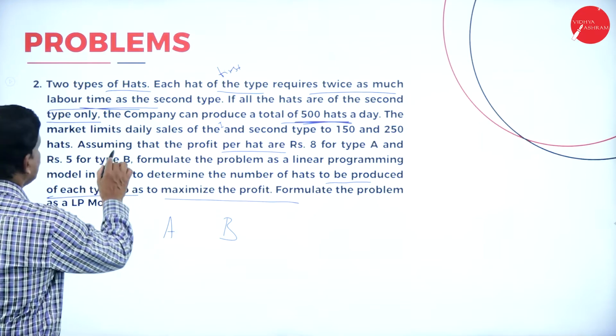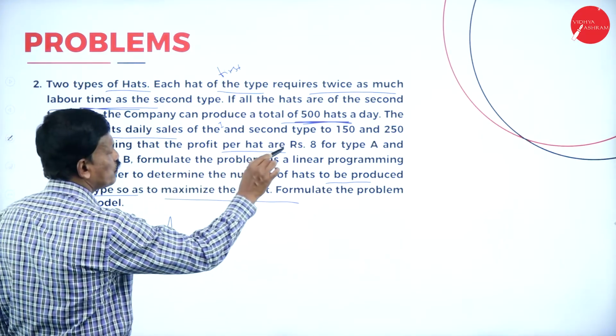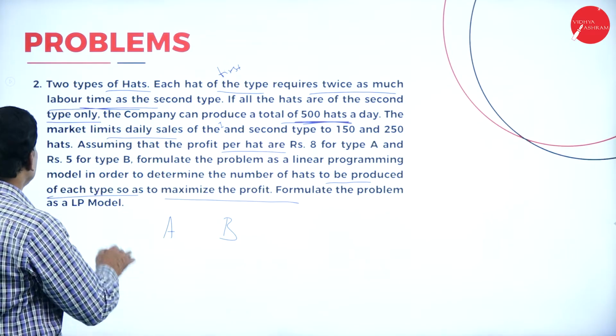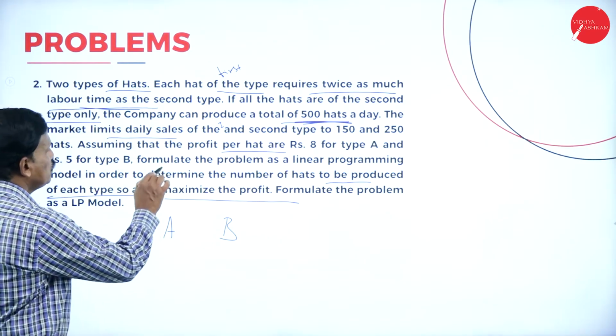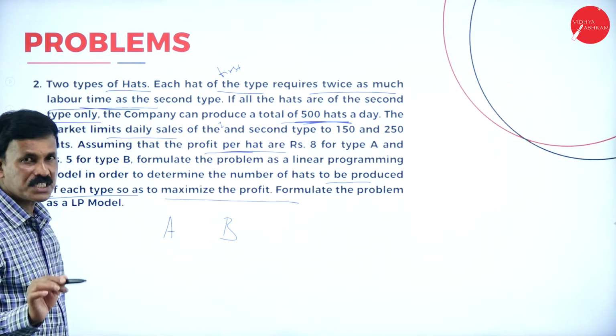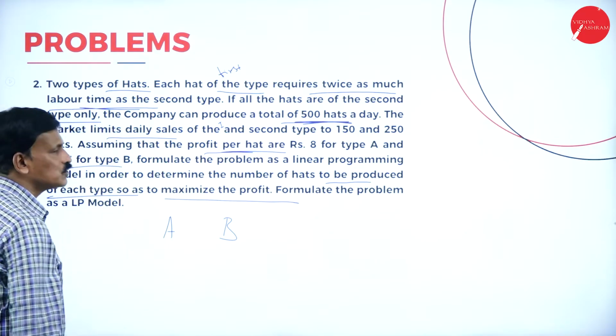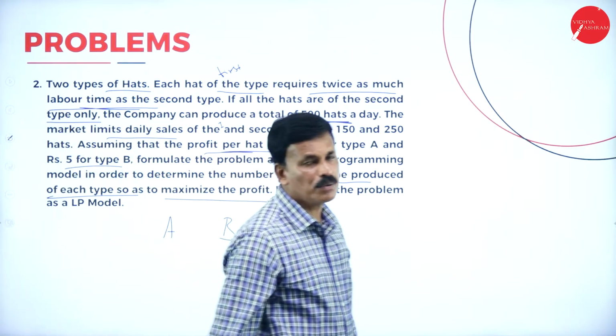But the market limits, what is the market limit here? The first type will sell 150 and the second type 250, assuming that the profit per hat is rupees 8 for the first type and rupees 5 for the second type of hat. So formulate this as an LPP problem.